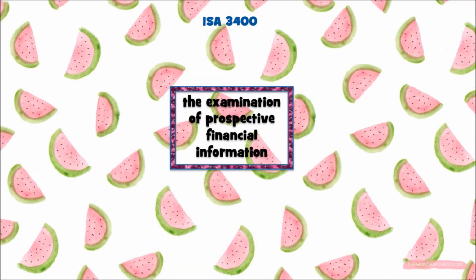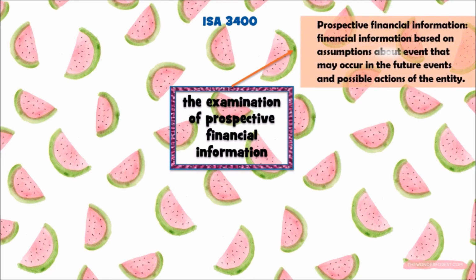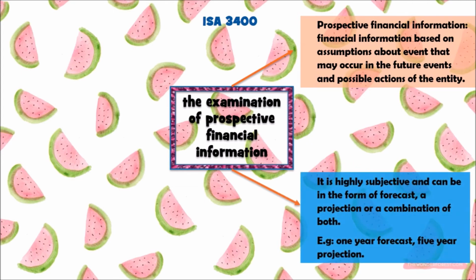ISA 3400, the examination of prospective financial information. Prospective financial information means financial information based on assumptions about events that may occur in the future and possible actions of the entity. It is highly subjective and can be in the form of a forecast, a projection, or a combination of both. For example, a 1-year forecast, a 5-year projection.